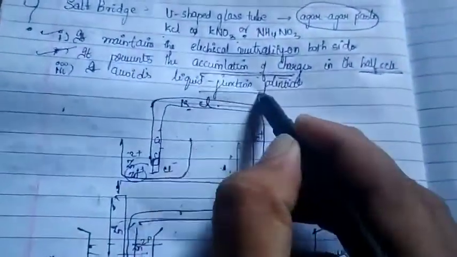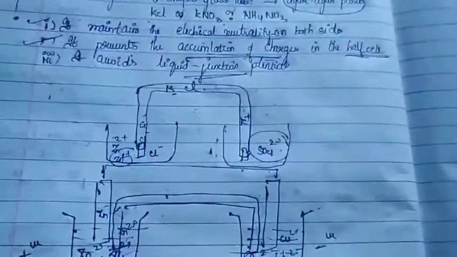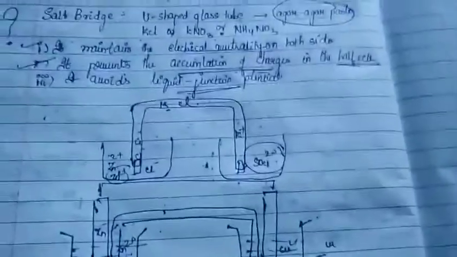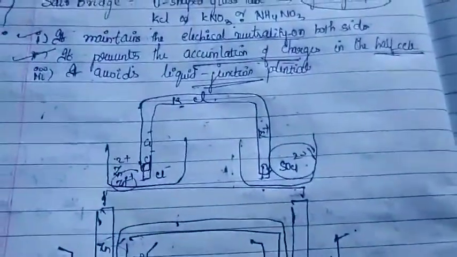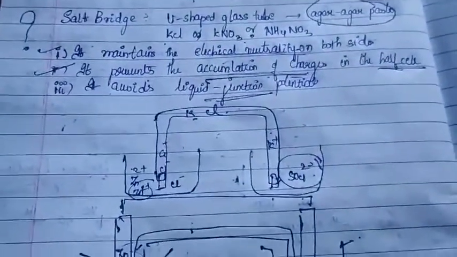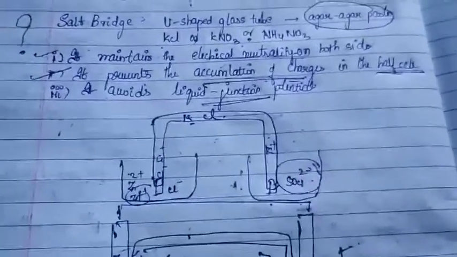Coming to my third point, that is your liquid junction potential. Of course, I'm not going to deal with it in detail, because it is a bit confusing for your level. Just an outline I would like to say.